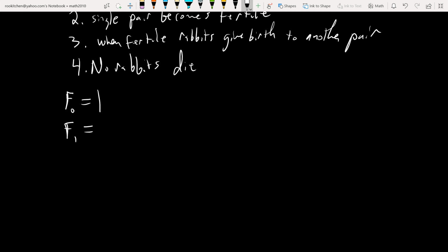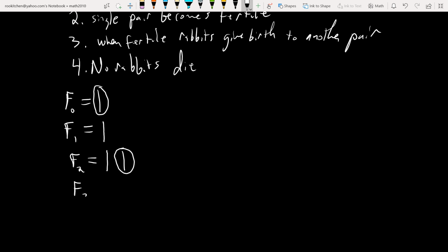To suggest that they're not fertile, I'm going to put a circle around them. After that first year, they become fertile, so I'm going to get rid of the circle. At the end of that time period, a month or whatever, they're going to reproduce. So at f sub 2, you'll still have that pair alive, but then they're going to give birth to this other pair, which are not fertile.